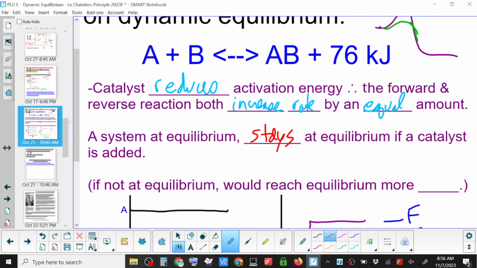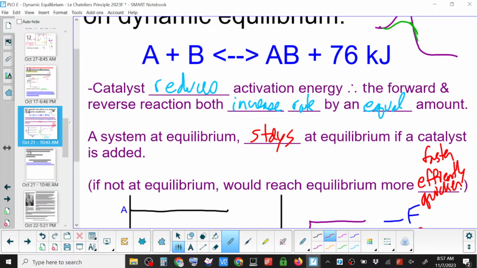If a catalyst is added, if not at equilibrium, it would reach equilibrium more efficiently. Faster, quicker. Why is that? If it's not at equilibrium, the rates are faster, so it will just reach equilibrium really quickly. So our curves wouldn't be as slow, they'd be more sharp.